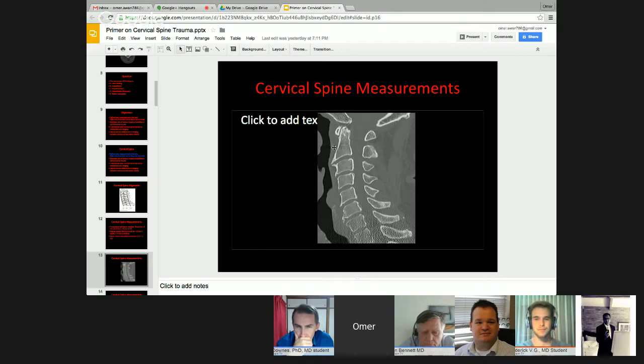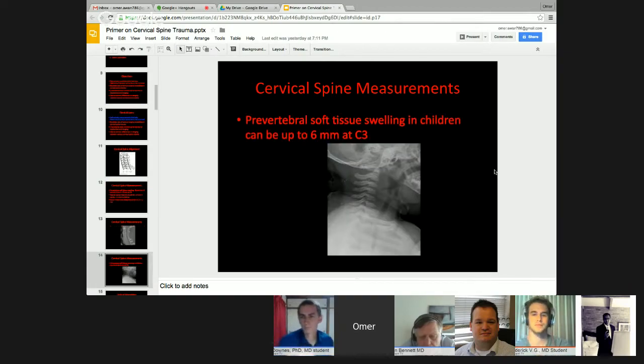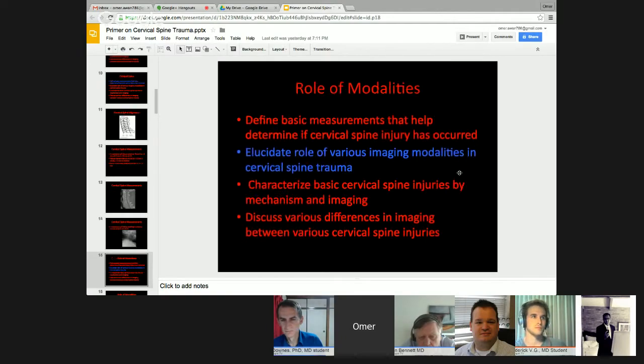And prevertebral soft tissue swelling I would measure right here. At C2 it should be less than 5 millimeters there. And then at C5 it should be less than 15 millimeters here, okay? That's how I measure things. Note that in children, the measurements can be a little different. For prevertebral soft tissue swelling, you're allowed up to 6 millimeters at the level of C3. So in children, the measurements are going to be a little different. That's just my basic rule of measurements.